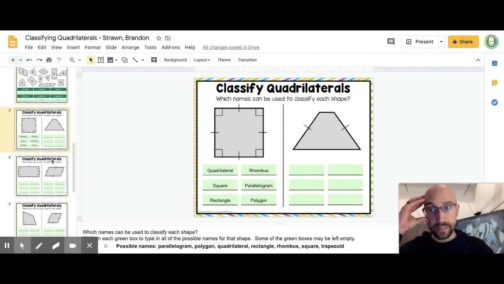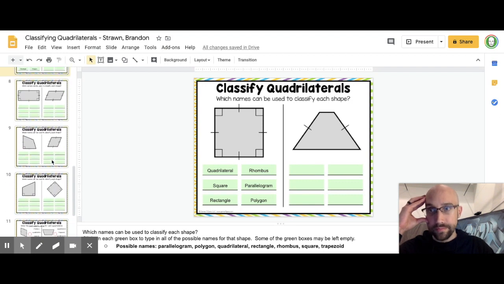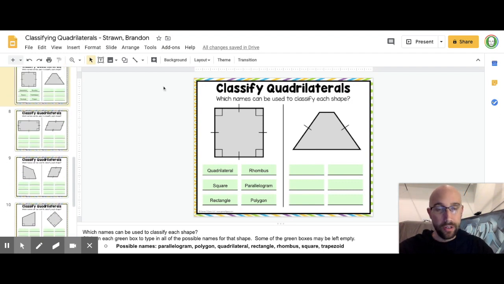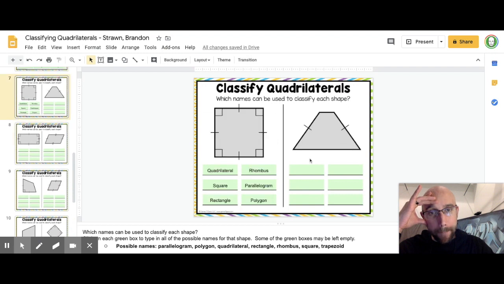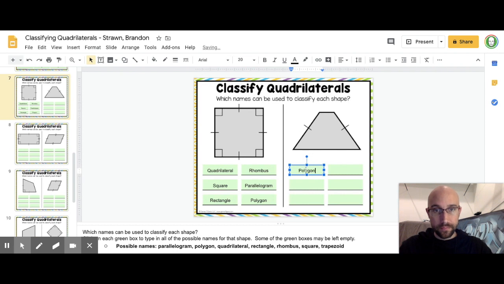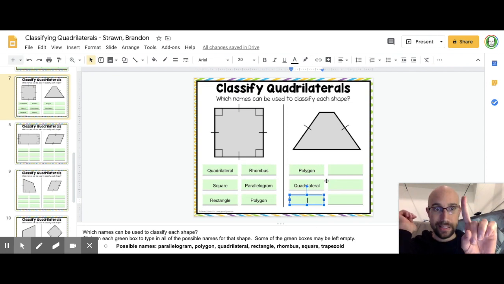Let's do one more of these. And I think that's basically the end of what you need my help with. Then looking at this next one. Well, this is definitely a polygon. It's definitely a quadrilateral. And let's see what else. So parallelogram. Nope, we need 2 sets of parallel sides for that. Polygon, already did. Quadrilateral, yes. Rectangle, we don't have any right angles. Rhombus, we do not have all the sides the same. Square, definitely not. Trapezoid, yes.